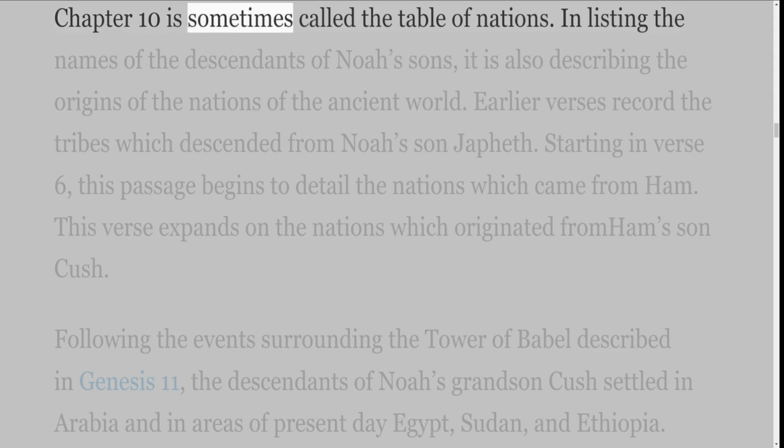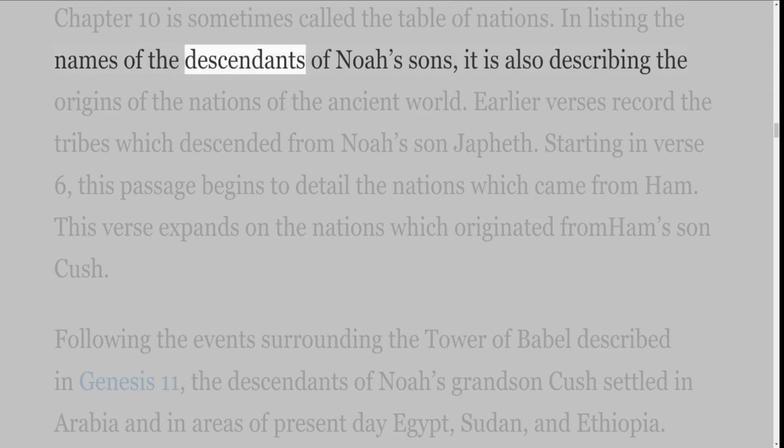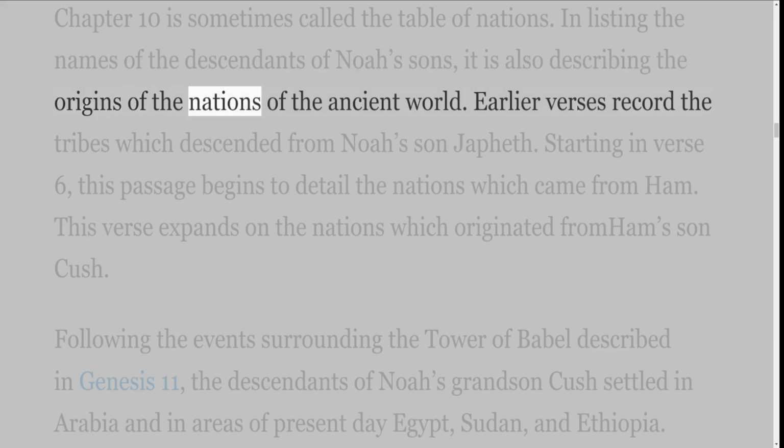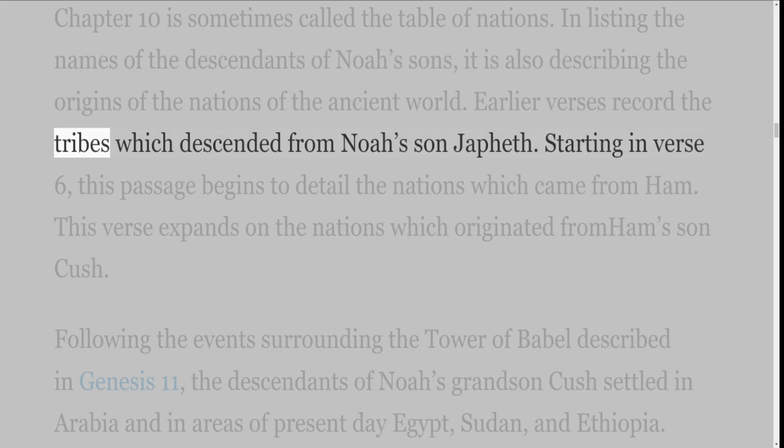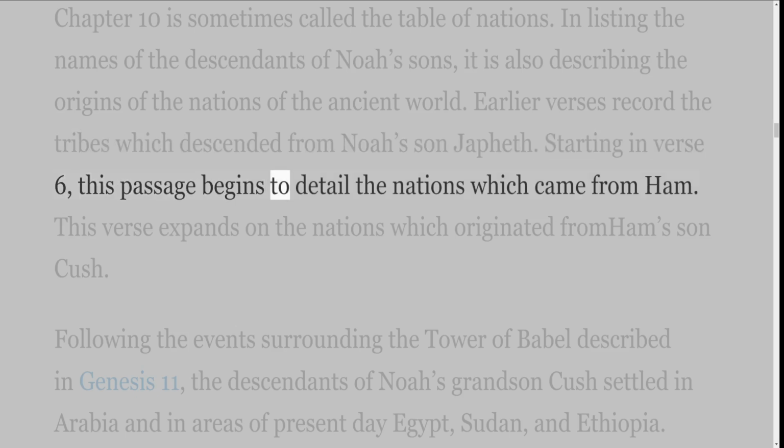Chapter 10 is sometimes called the Table of Nations. In listing the names of the descendants of Noah's sons, it is also describing the origins of the nations of the ancient world. Earlier verses record the tribes which descended from Noah's son Japheth. Starting in verse 6, this passage begins to detail the nations which came from Ham.